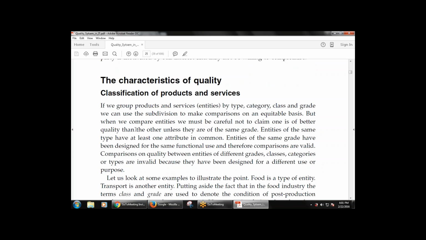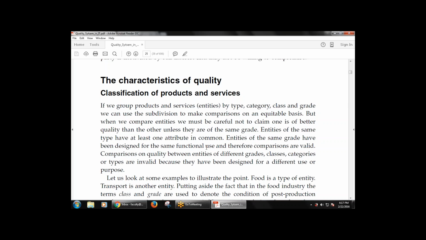So what are the various characteristics of quality that we discussed in the last class? These are the different characteristics of quality, on the basis of the classification of products and services. The characteristics of quality are maintained by their type, category, class, and grade. And we can also subdivide these categories for comparison on an equitable basis. But when we compare entities, we must be careful not to claim one is of better quality than the other unless they are of the same grade.